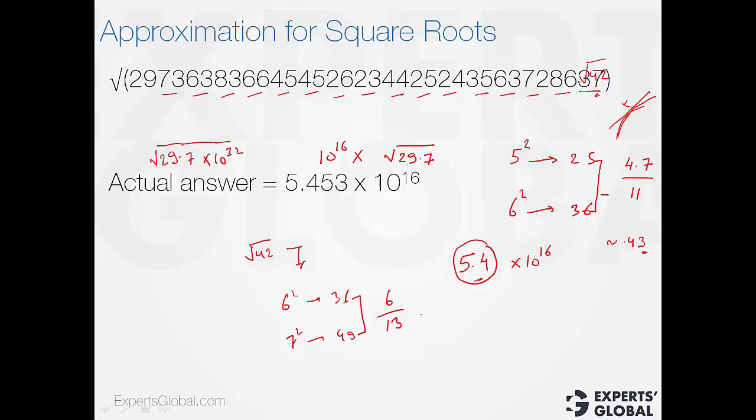Turns out to be 0.46, and therefore I would say my answer would be just a bit more than this. My answer should be something like 6.48 or something. Let me just pause the video and use my calculator. So you won't believe the actual value in front of me is 6.4807 something, so we could get to the right value to the second place of decimal. Works very well, this method.